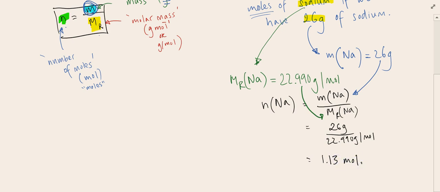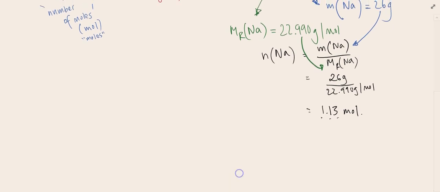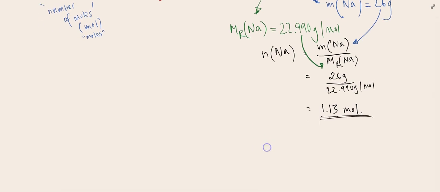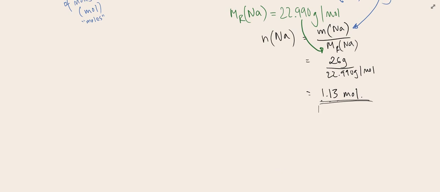So I won't put too many decimal places, just went with 2 in this case. Now there's actually a very particular way of working out how many significant figures we need to include. So there's a limit to the number of decimal places I'm supposed to be using, but that's outside the scope of this video. I'm just going to leave it at 1.13 moles. So we calculated the amount of sodium in moles. Okay, you worked out its amount of substance.